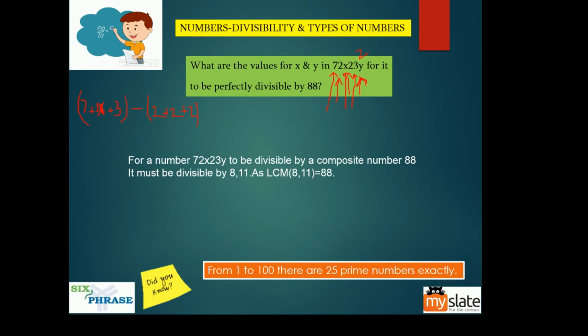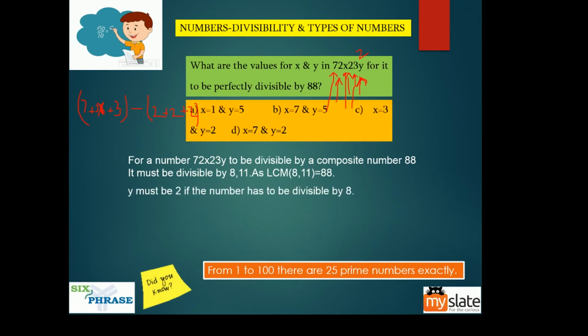Now you have options. See, only two options are D and C. So the x must be either 7 or x must be 3. If you put x to be 7, what happens here? 7 plus 7 is 14 plus 3 is 17. 17 minus 6 is 11.